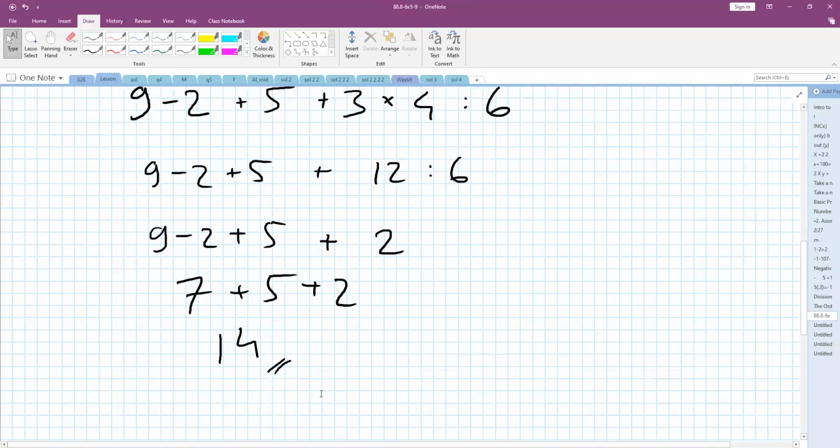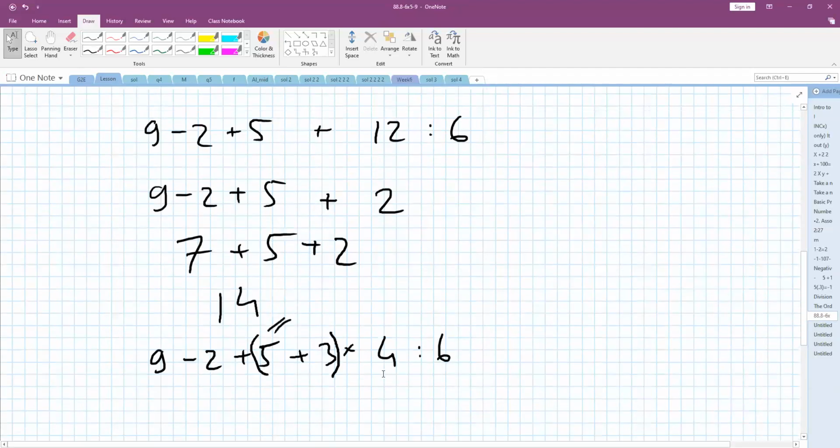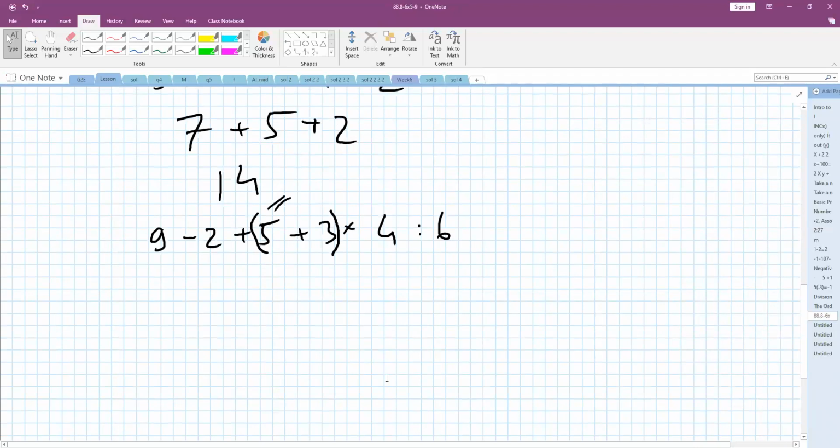Now, if I have this, but I put a bracket: 9 minus 2 plus 5 plus 3 times 4 divided by 6, but I want to put a bracket here. Okay, it doesn't make sense. Why doesn't it make sense? That makes 2, and then you have to times it by 4, which makes 8. And then you divide it by 6, but 8 isn't a multiple of 6. I'll change the number to a different one.